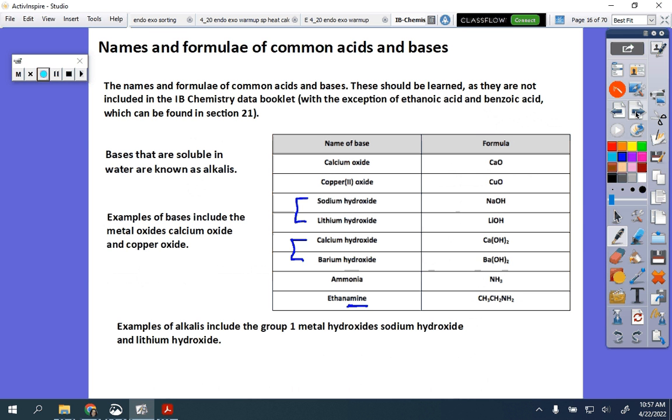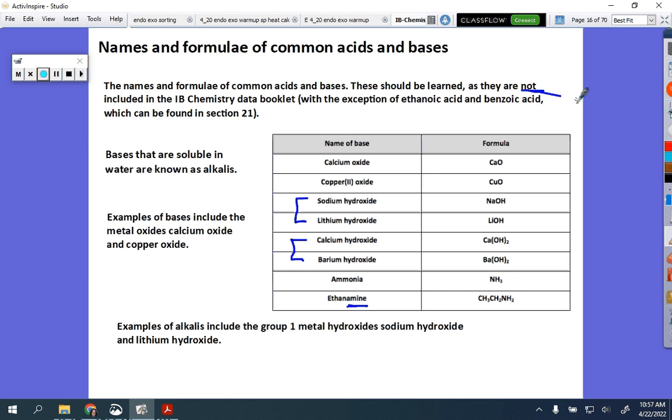Some things are in there, but not all of them. Just like the common ion chart is not in the data booklet, right? Not included. Yeah, the "not" part is the key, right?